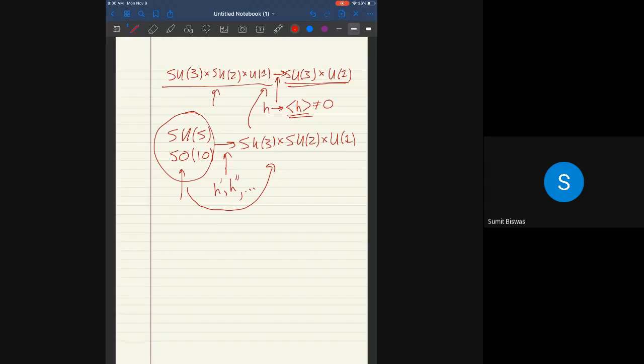So let's see. I mentioned at the beginning that there are two breaking patterns for SO10 to get down to the standard model. SO10 can break down through two intermediate groups, SU5 or Pati-Salam, which is SU4 times SU2 times SU2. And then either of these groups can in turn break down to the standard model, SU3 times SU2 times U1.